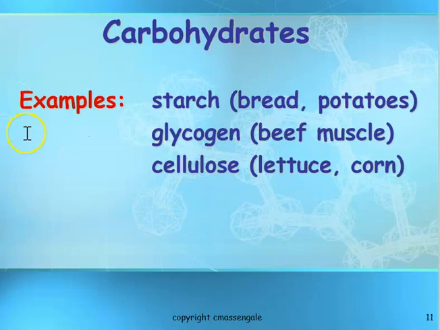Where do we find carbohydrates? Well, we find them in sugar and candy. We find them in starch, bread, potatoes. Glycogen, we find in beef, muscle. Cellulose, we find in lettuce and corn.